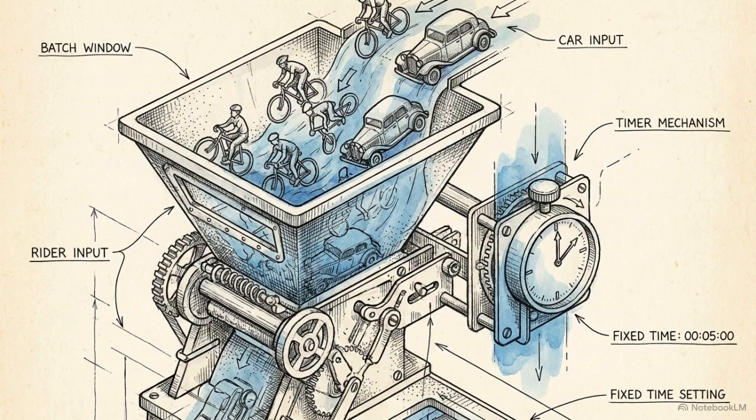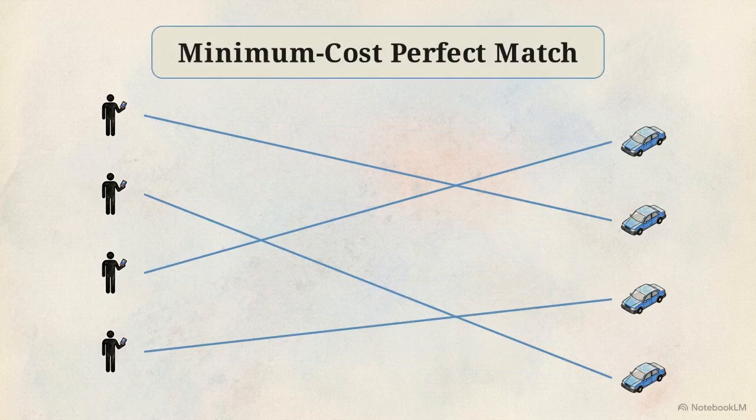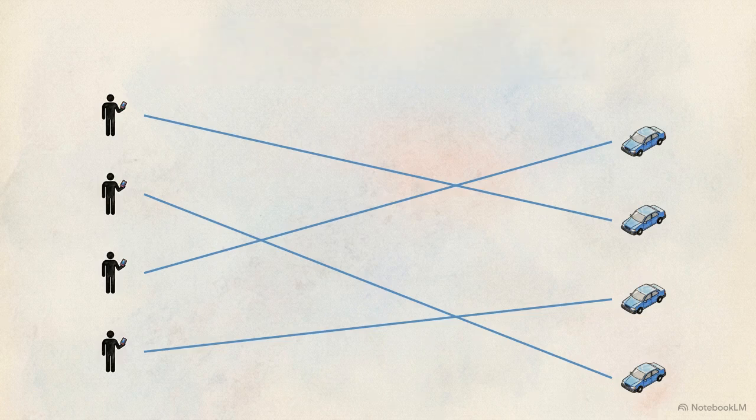Instead, it accumulates requests over a brief, few-second window to perform batch matching. The engine constructs a bipartite graph, evaluating multiple riders and drivers simultaneously. It calculates the minimum cost perfect match to reduce overall wait time for the group, rather than optimizing for a single user. Optimizing the graph relies on accurate time estimates.